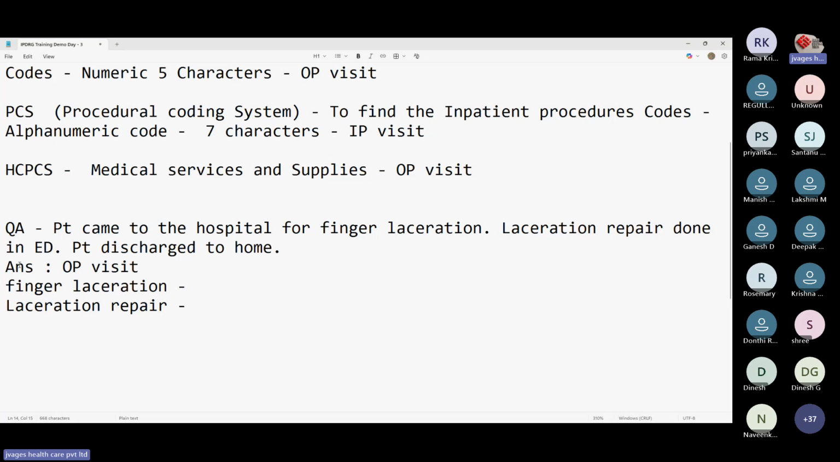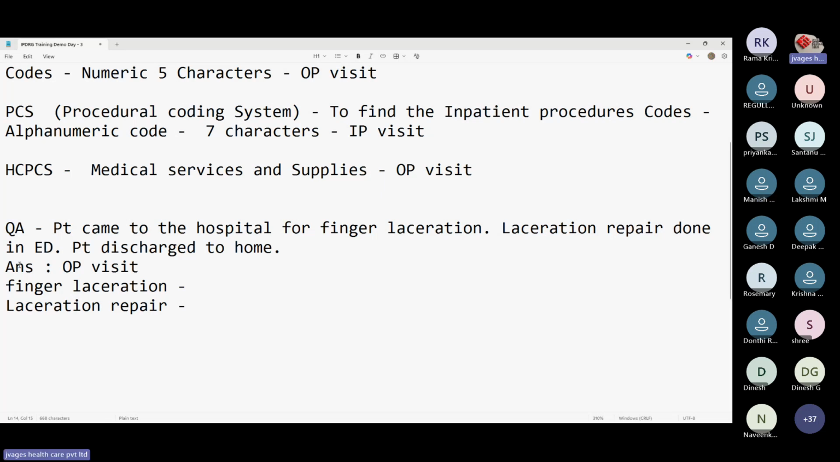So why I'm saying this: you should know the keywords. You should not blindly say that ED is there, so that's why it is OP. No, all the inpatient people also came to the ED and were admitted later. For example, one of the patients came to the hospital for fever. Can the physician directly admit them to inpatient? Is it possible, first of all? No, it's not possible.